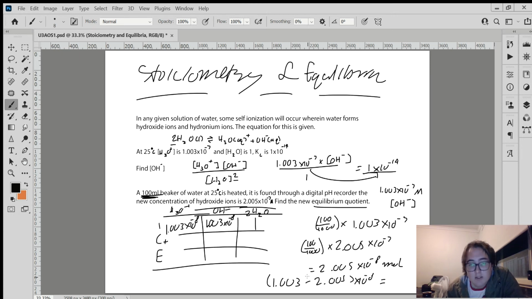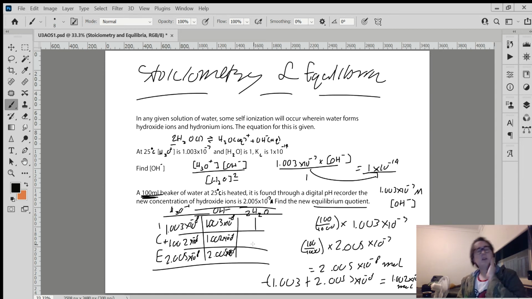No, whoops, I did it the wrong way around, so it's supposed to be 2.005 minus 1.003, which gives us 1.002 times 10 to the negative 8 mole. So plus 1.002 times 10 to the negative 8, and so the final amount is 2.005 times 10 to the negative 8. No, not concentration, sorry, the final amount. That's 10 to the negative 8.